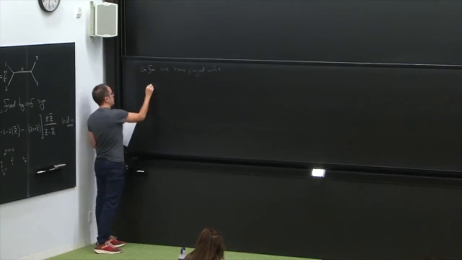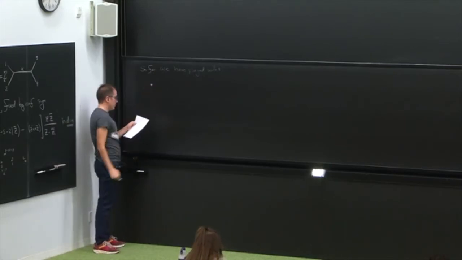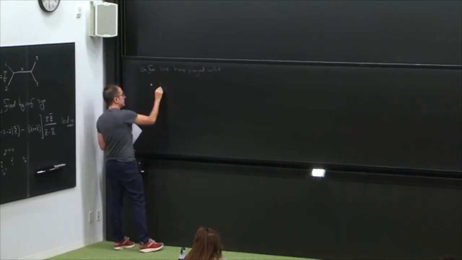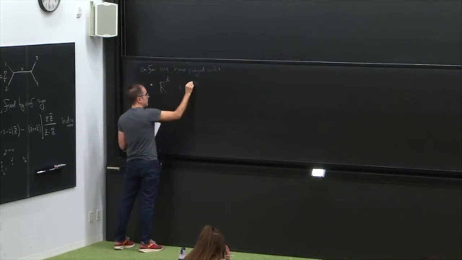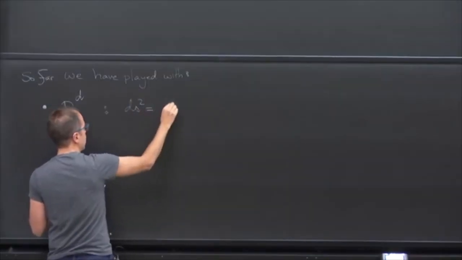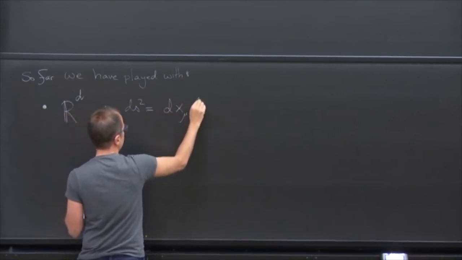Okay. So far, we encountered a couple of things. We encountered flat space. As far as geometry goes, this is what I want to say here. We encountered flat space. This was just this space-time. dx squared is dx mu, dx mu.